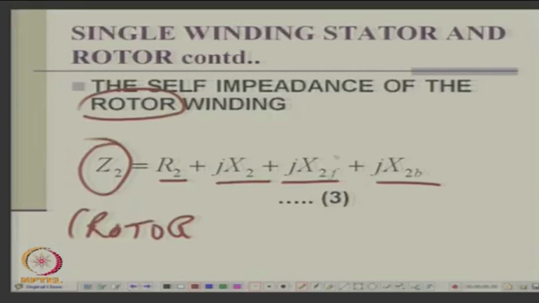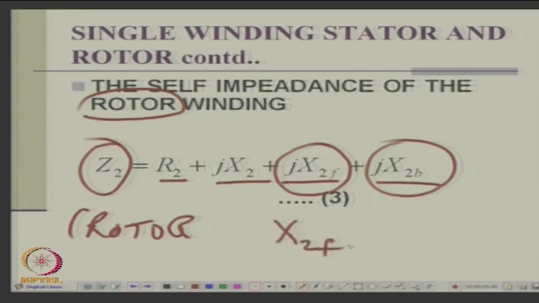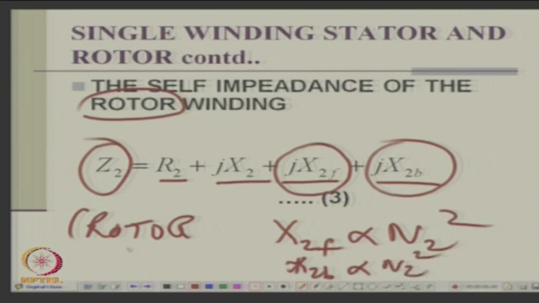So you can similarly have X2F and X2B. X2F and X2B will be the reactances due to the forward and backward fluxes produced by the rotor currents, and it is natural to expect X2F will be proportional to N2 squared and X2B also, where N2 is the number of rotor turns. So it will be proportional to the square, right. Again you are all aware of this.